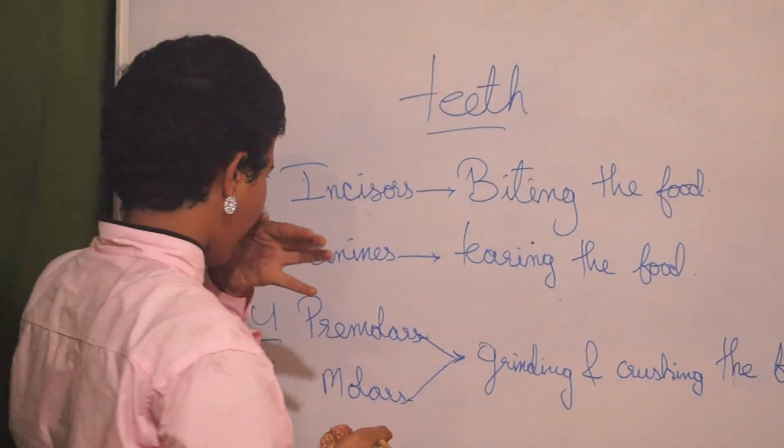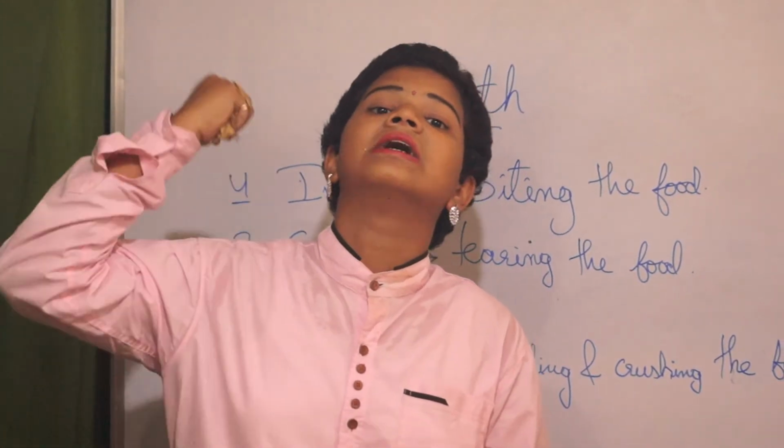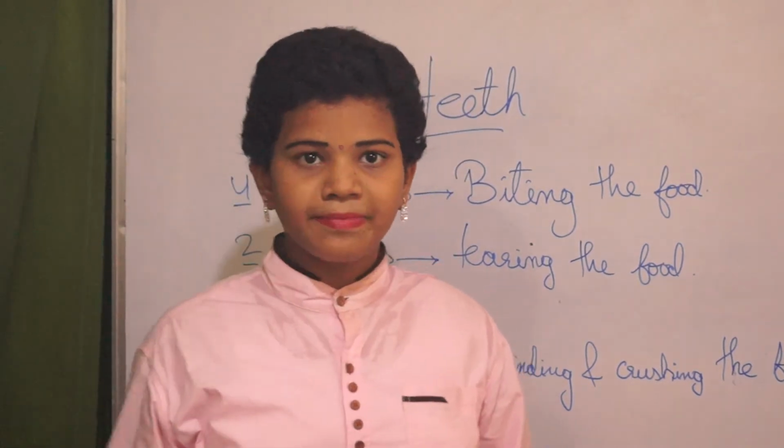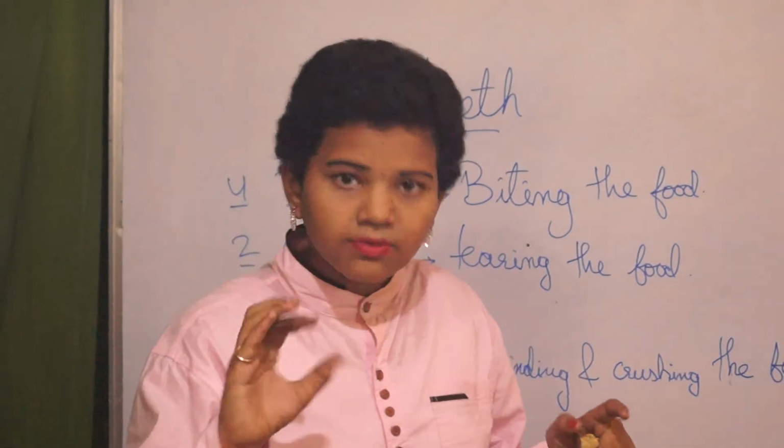Now, the child's teeth, the baby's teeth, are called milk teeth. When the baby is born, the baby teeth are called milk teeth, and adult teeth are called permanent teeth. In an adult there are 16 teeth in each jaw. Overall there are 32 teeth in all.